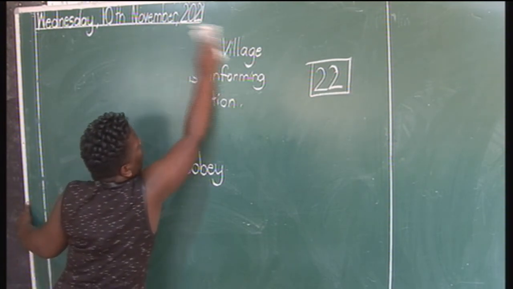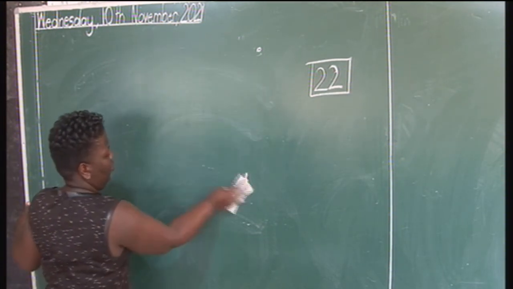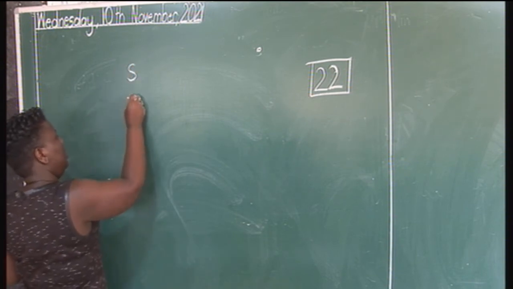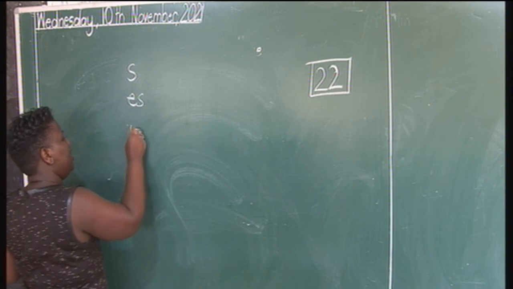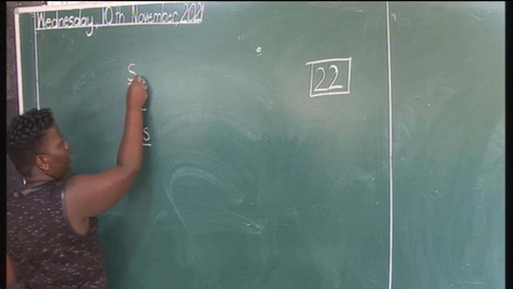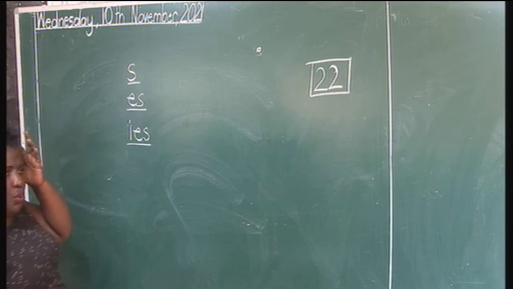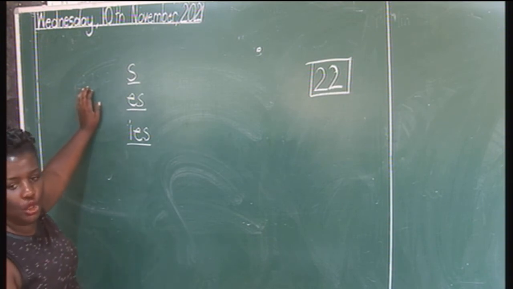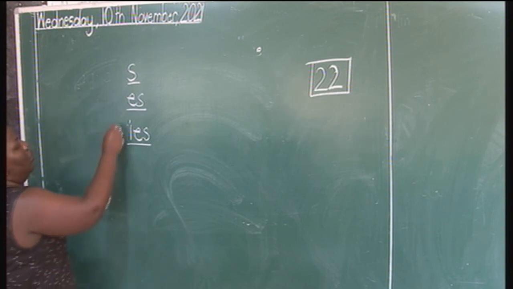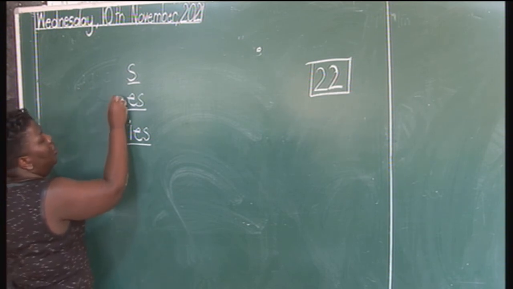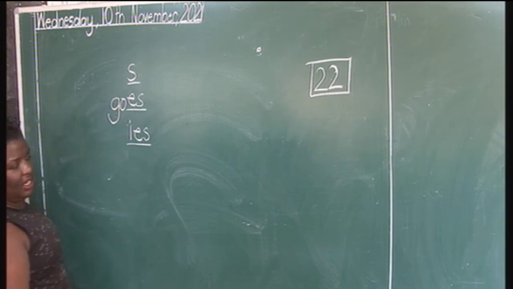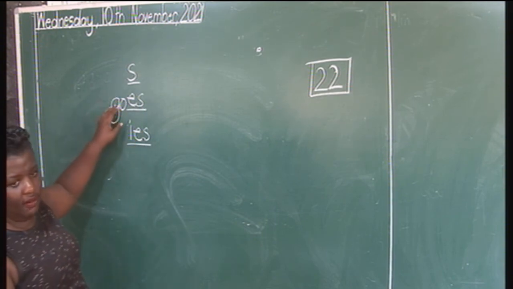Singular nouns add S, ES, or IES on the verb, on the action word. For example, if you are talking about one girl, what does she do every day? We have the word go. So we shall say she goes. We add es. She goes to school every day.